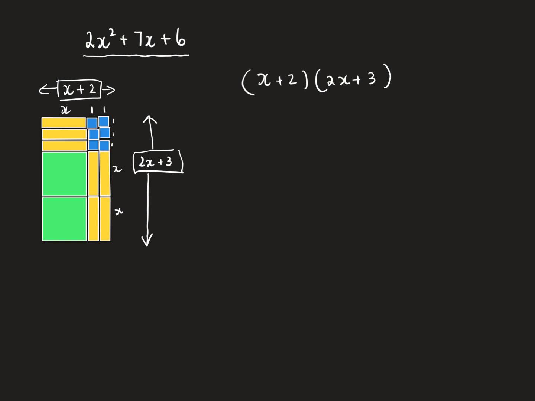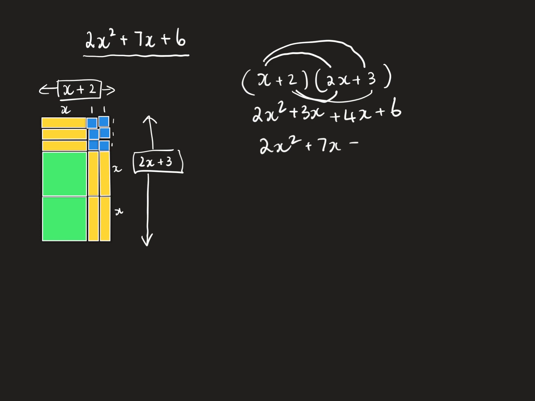Let's try it. X times 2x is 2x squared. X times 3, 3x. 2 times 2x is 4x. 2 times 3 is 6. 2x squared plus 7x plus 6.